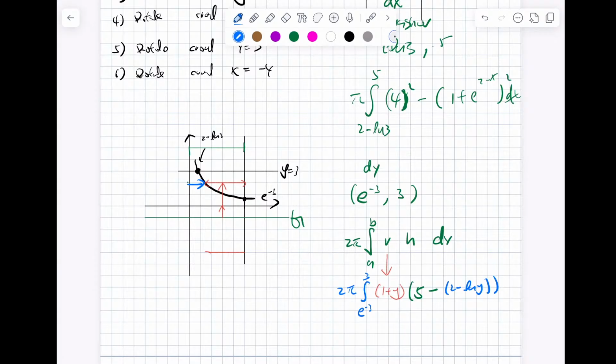Yes. How do you make the r 1 plus y instead of 1 minus ln y? Because it's the distance from the axis of rotation to here. Then to here, it depends. If you have this right here, if it's longer, it's more upper, higher. This is going to be the y value, and this is going to be the 1. So it'll be 1 plus y.